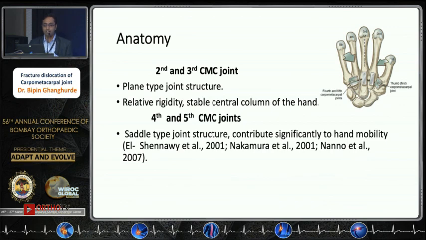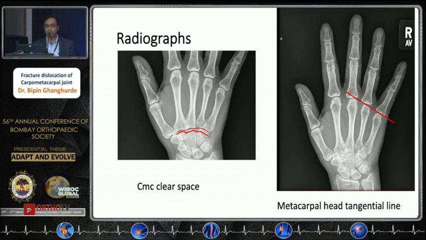The 2nd and 3rd CMC joints have a plane type of joint structure, and the 4th and 5th CMC joints have a saddle type of joint structure. These are the radiographs you will see. As discussed earlier, like Shenton's line, you have to look at the CMC clear space. Normally all the CMC joints in AP views will have this clear space. If the clear space is missing, there is some problem, because most dislocations are missed here, and the 5th dislocation, which is the commonest, is missed if you miss this clear space area.